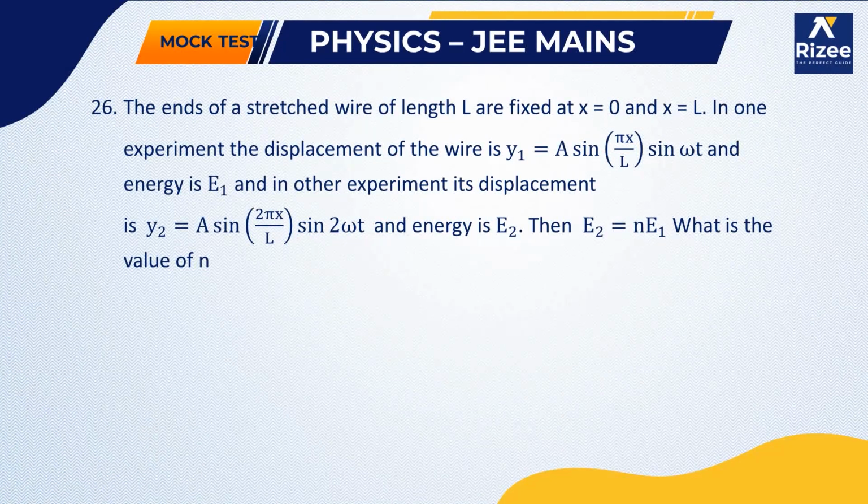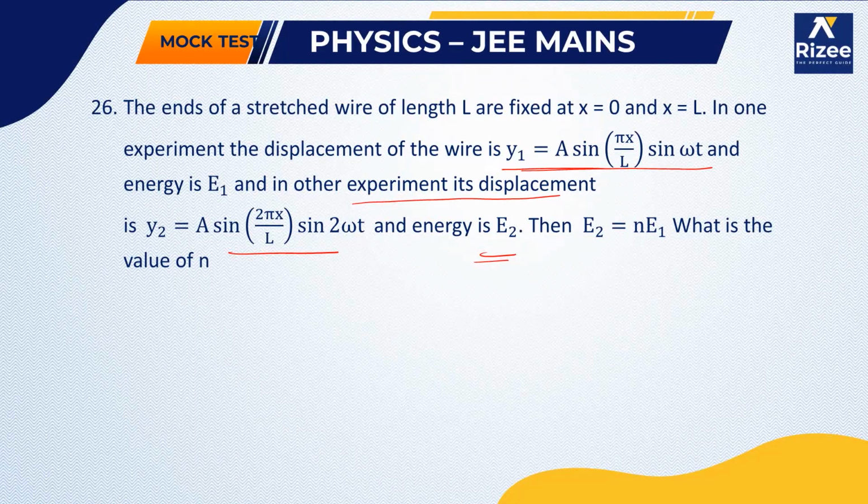Next one, question number 26. The ends of a stretched wire of length L are fixed at x is equal to 0 and x is equal to L. In one experiment the displacement of the wave is y equal to a1 sine of pi x by L into sine omega t, it's a stationary wave, and the energy is E1. In another experiment its displacement is also a stationary wave, 2 pi x by L sine 2 omega t, and the energy is E2.